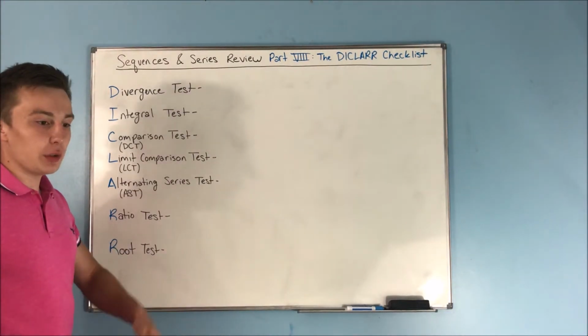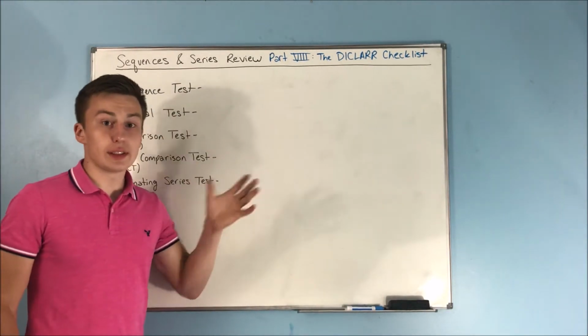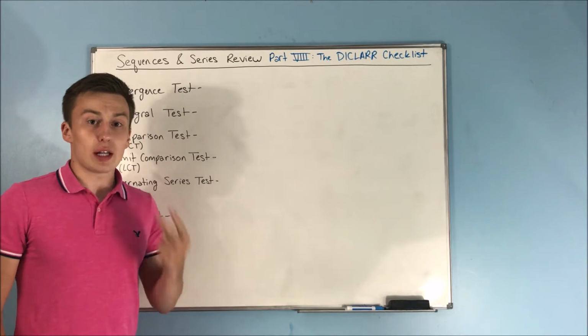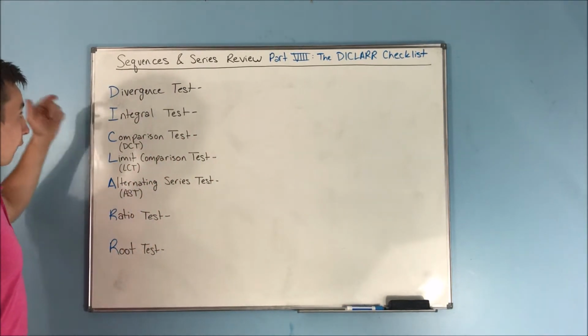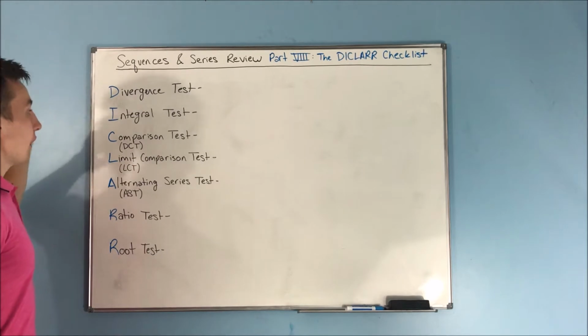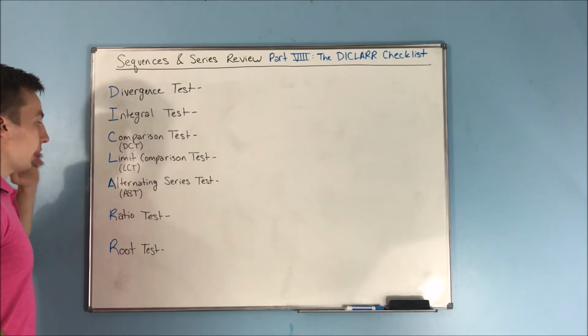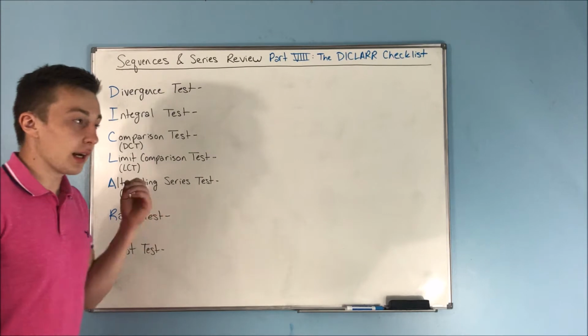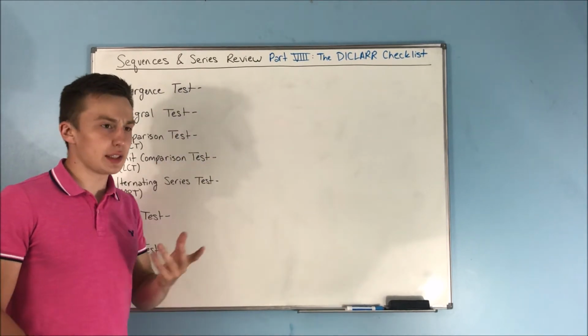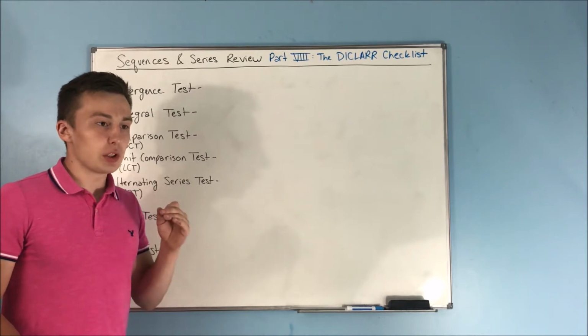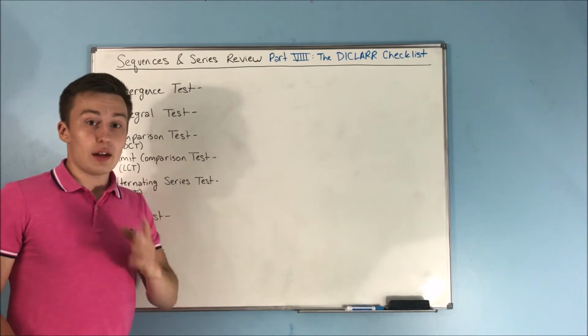After you check to make sure that the series you're dealing with is not geometric or a P series or something, really go through this checklist. First try the test for divergence, then on to the integral test, comparison, limit comparison, and so on. Now, I have little notes for each of these tests, things to look for and all that stuff. So I'm going to write that down and then I'll get back to you.